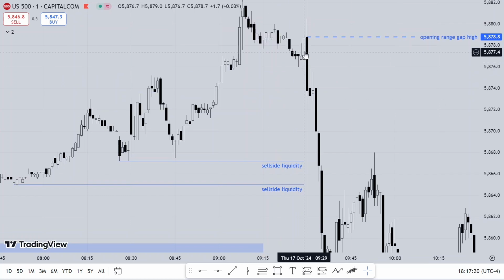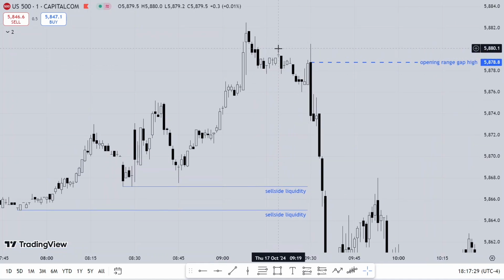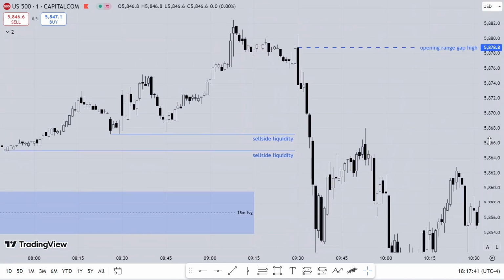When price rallied here at the 9:30 open, we opened here, which is the opening range gap high, and then we rallied higher to take out these highs and failed to take this particular high, but rebalanced this imbalance here. When we did that, we dropped lower. Immediately we get this drop lower.